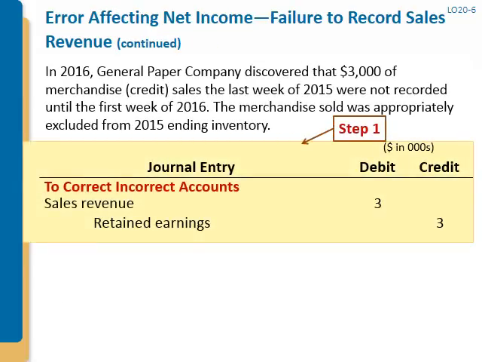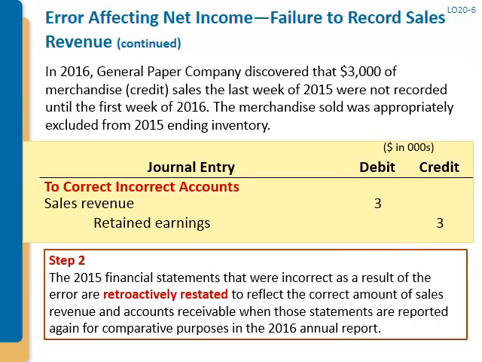Step 1. A journal entry is posted to correct the incorrect accounts. Since 2015 sales revenue was incorrectly recorded in 2016, leading to overstatement in 2016, the sales revenue account is debited and the retained earnings account is credited for $3,000. Step 2. The 2015 financial statements that were incorrect as a result of the error are retrospectively restated to reflect the correct amount in sales revenue and accounts receivable when those statements are reported again for comparative purposes in the 2016 annual report.